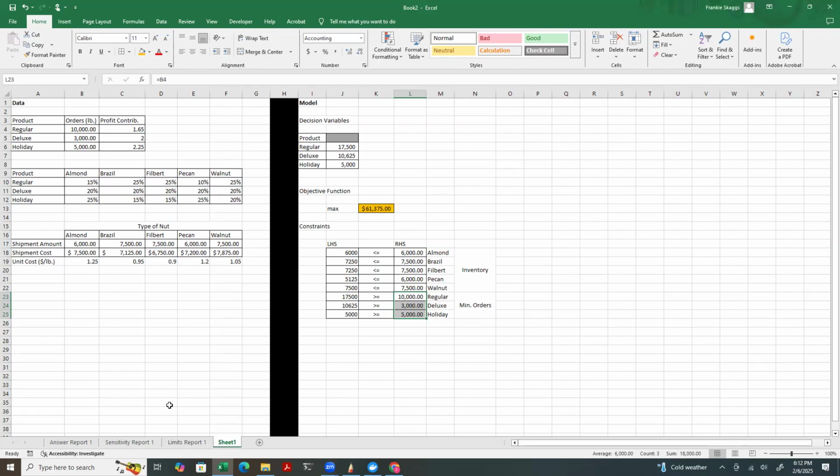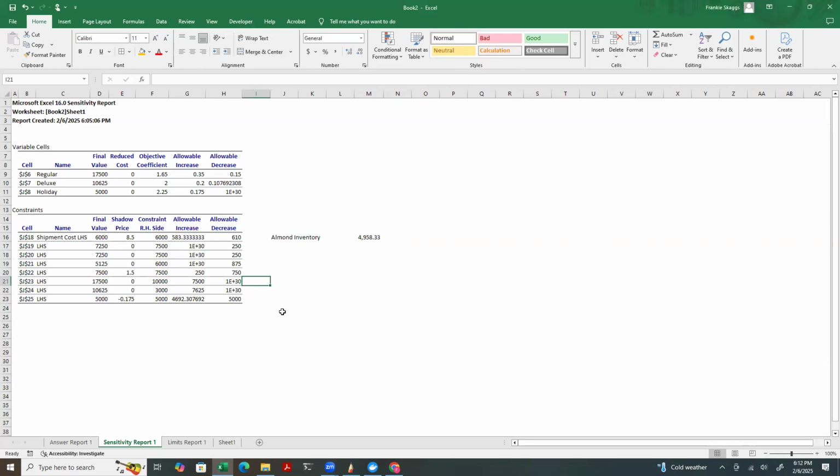23, 24, and 25 are here. So this is regular product, deluxe product, and the holiday product here. Well, if I look at them shadow price wise, those two are 0. So manipulating the right-hand side of those doesn't really change the value of the objective function. But notice this one here is at negative 17.5 cents, essentially, since we're talking about an objective function in dollars.